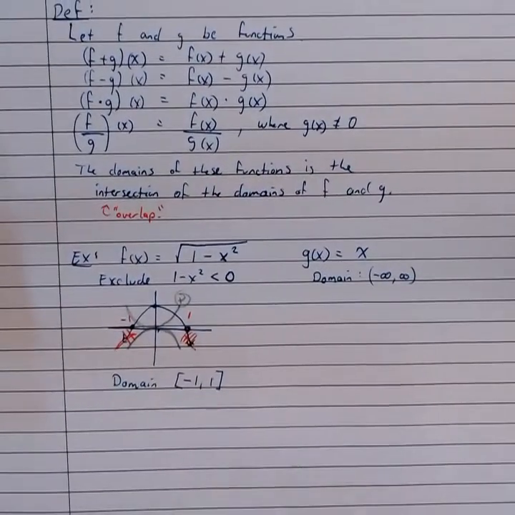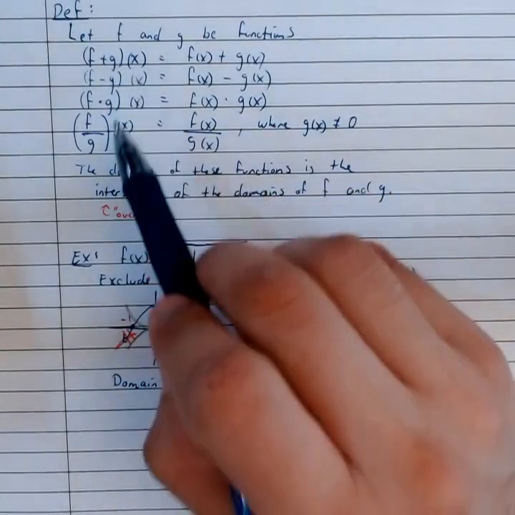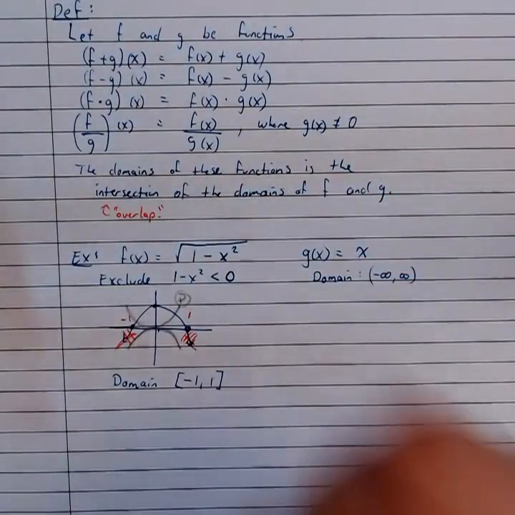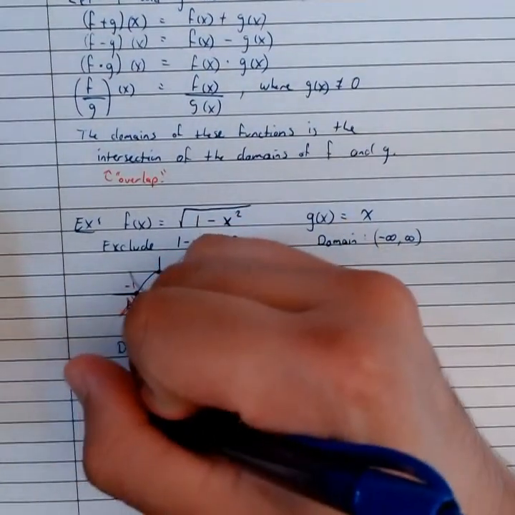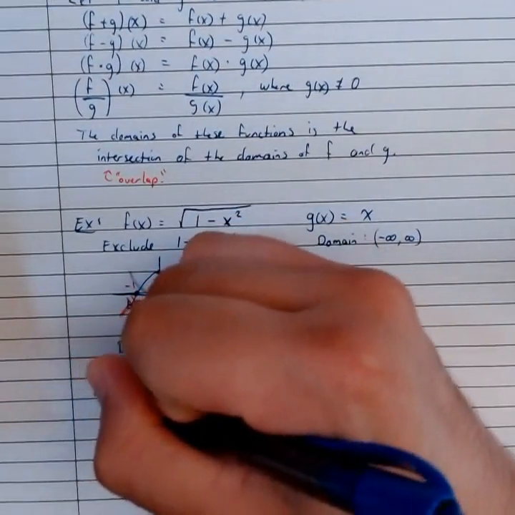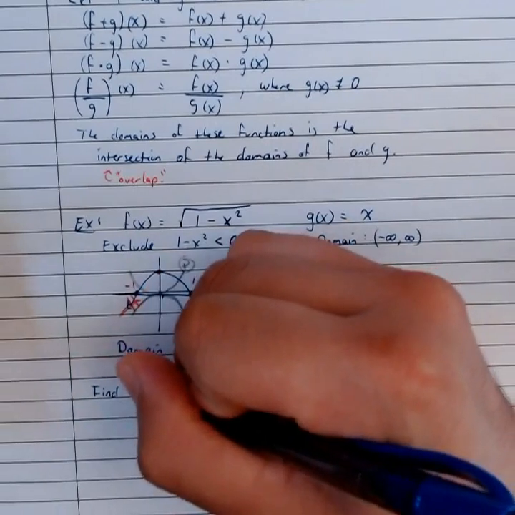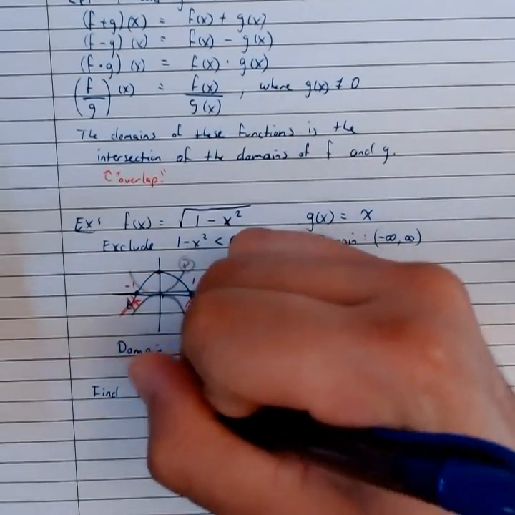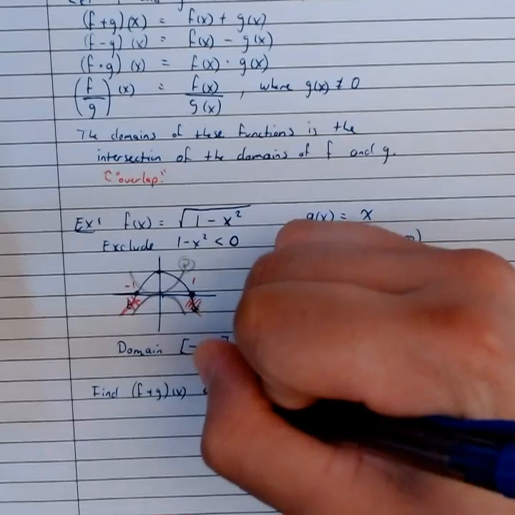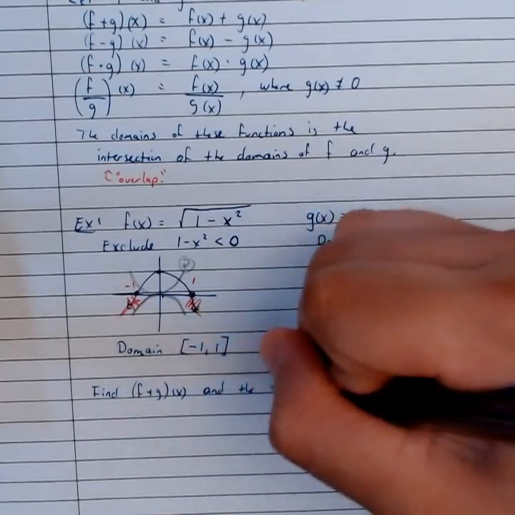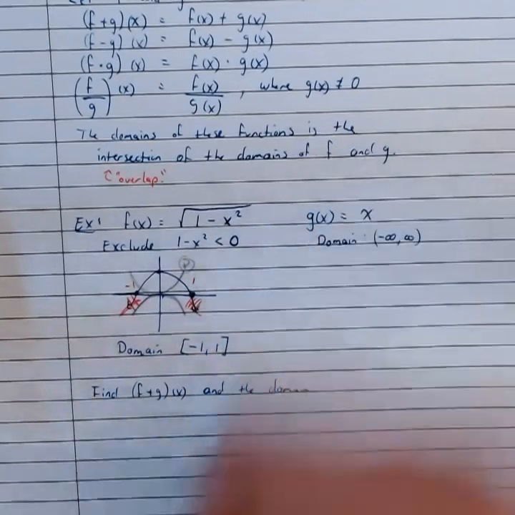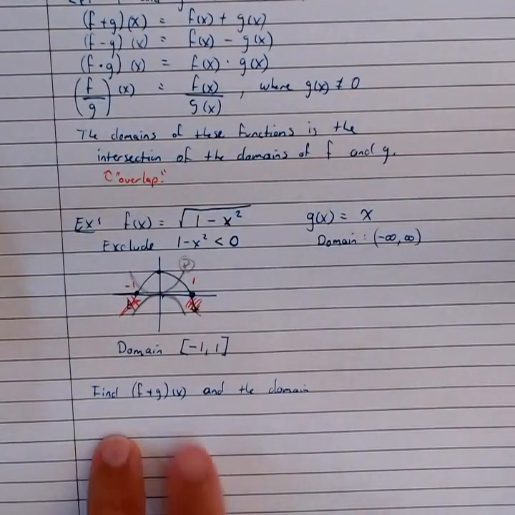So now let's go ahead and combine our functions. Let's do this 2 different ways. We'll do it with addition and we'll do it with division. First, let's find f plus g of x and the domain. And then we'll do the same thing for division.